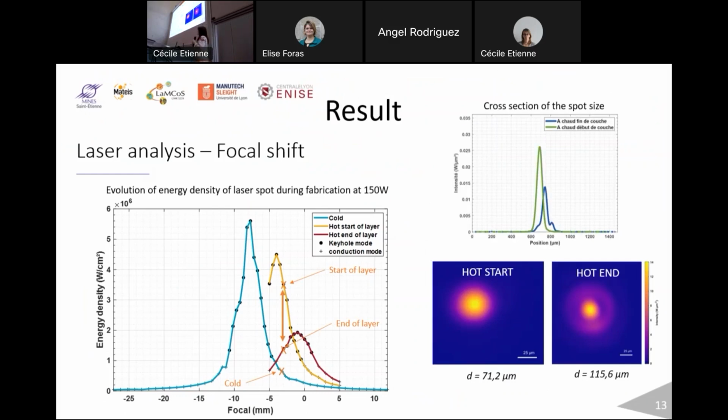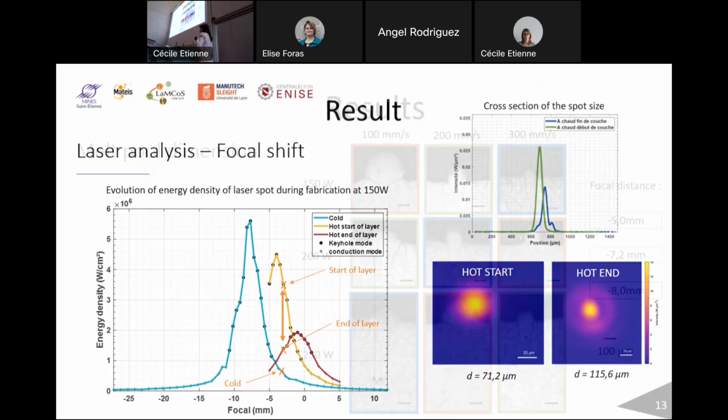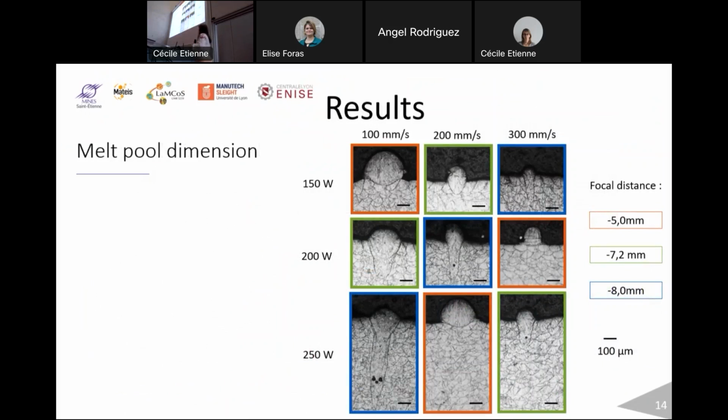So it will be problematic if you want to create really big parts where the evolution will appear. Now I will show you the results of the single tracks. You have to notice that I built these single tracks before the laser analysis.